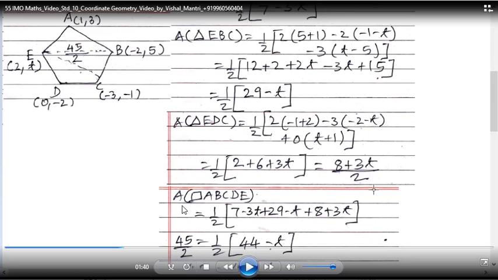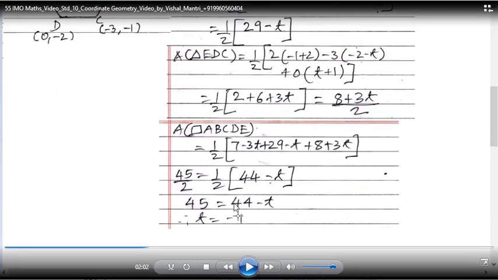So add them. So area of pentagon ABCDE equals EAB, 7 minus 3t, plus EBC, 29 minus t, plus EDC, 8 plus 3t, upon 2. See this upon 2 over here, all have upon 2, so take upon 2 common. But we know the area is 45 by 2, so the 2s go, so 45 equals 44 minus t. So t becomes 44 minus 45, which is minus 1. So the coordinate t is minus 1.